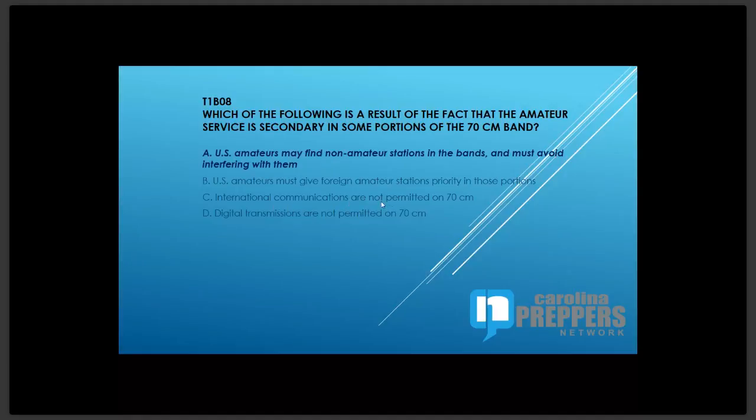International communications are not permitted on 70 centimeter, or 440. That's absolutely incorrect. If you can talk on 440, you can talk. Europe uses 440. You can talk to Europe if you can reach it with a large enough antenna and enough power. Digital transmissions are not permitted on 70 centimeter. That's false too. Every band in our frequency spectrum has a segment of it delegated to digital and Morse code. Every single one of them.